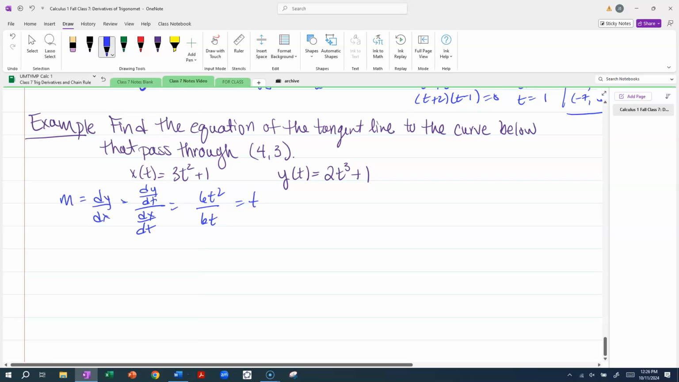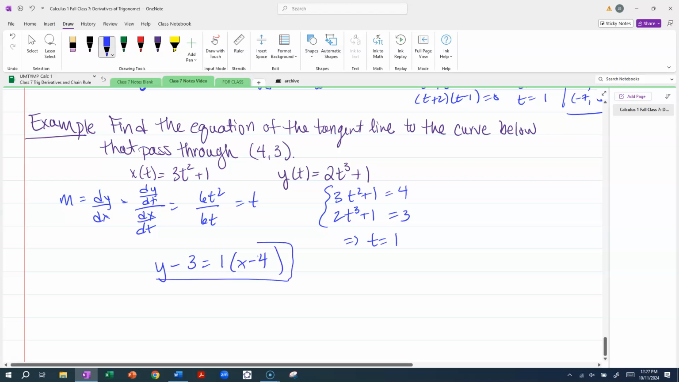So I know the slope of the tangent line is t, but I don't know the slope exactly. What I can do is look at 3t squared plus 1 and 2t cubed plus 1 and set those equal to 4 and 3 respectively. So the x and y components are set equal to the corresponding parts, and I solve that system of equations. What I can find is that t equals 1 works. So my tangent line can be expressed in point slope form as y minus 3 is equal to 1 times x minus 4. That can be the equation of the tangent line.